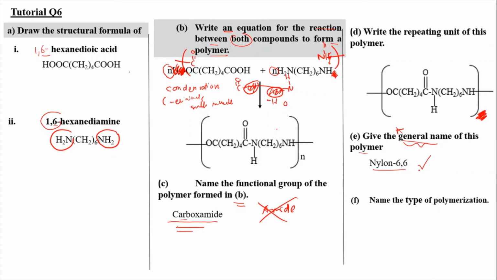And then for the last question, which is 6F, we have to name the type of the polymerization. So the type of polymerization here, because you eliminate a small molecule, which is water, is going to be condensation polymerization.